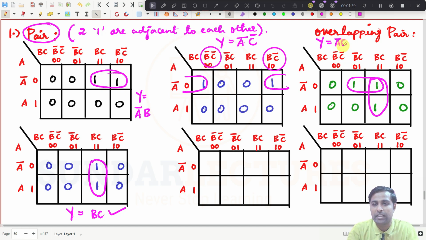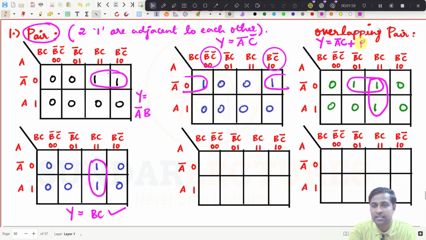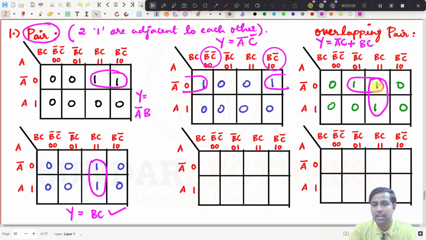So how will you write this one? You have to put plus, because whatever you are seeing here is an SOP function. I have not gone for POS yet. A K-map for a POS function is a different one. So for the next term, I put plus. I see this one, BC, so I can straight away write BC. But if I see A bar and A, there is no common term. That's all. This is the final answer. Simply I can write like this.